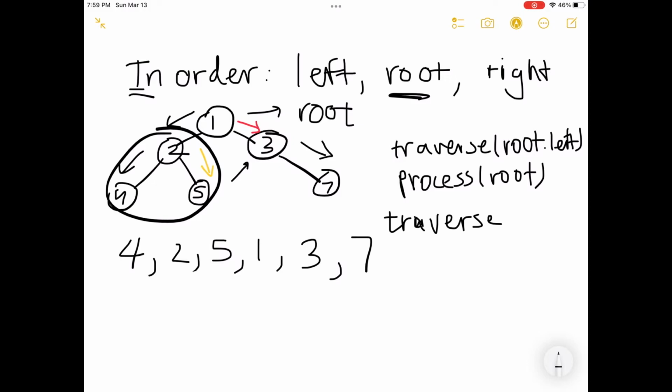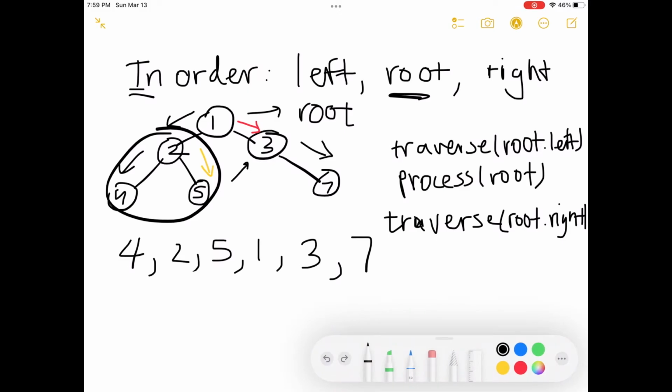We're going to traverse right of this root. So hopefully I can fit this. Okay, so we traverse left first, right? And then we process, and then we traverse right. So it's the same thing. We're just moving the pieces of code around, kind of, right?